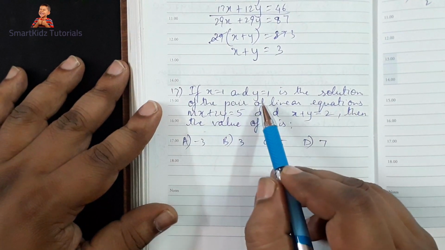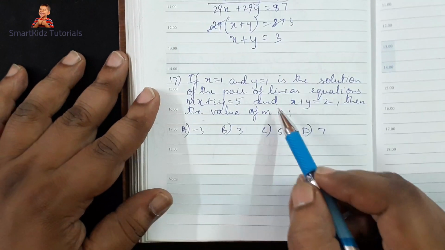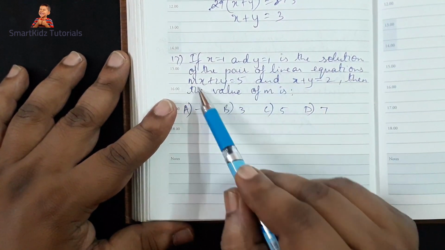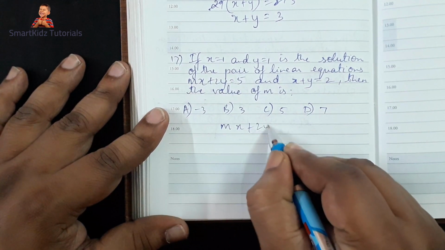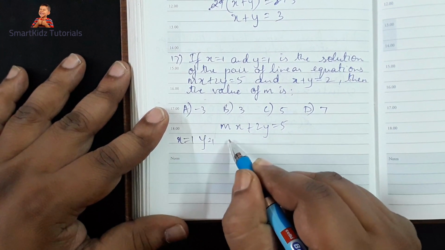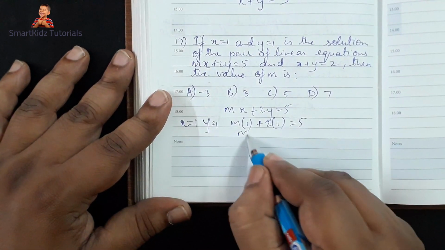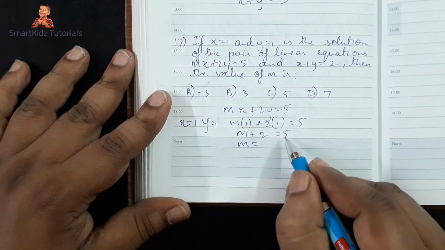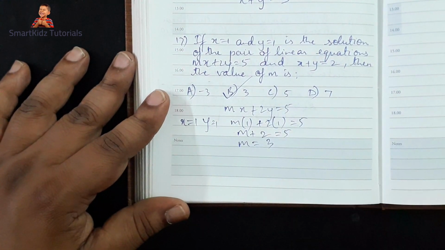Next, if x equal to 1 and y equal to 1 is the solution of the pair of the linear equations mx plus 2y equal to 5 and x plus y equal to 2, then the value of m is. So we'll put the value of x and y in this equation because we want the value of m. So I'll just write this equation again, mx plus 2y equal to 5, and then I'm going to substitute x equal to 1 and y equal to 1. So we get m into 1 plus 2 into 1 equal to 5. M into 1 is m and 2 into 1 is 2 equal to 5. Take 2 on the other side, it will become negative. 5 minus 2 will give us 3. So which means m is equal to 3 and B is the correct option.